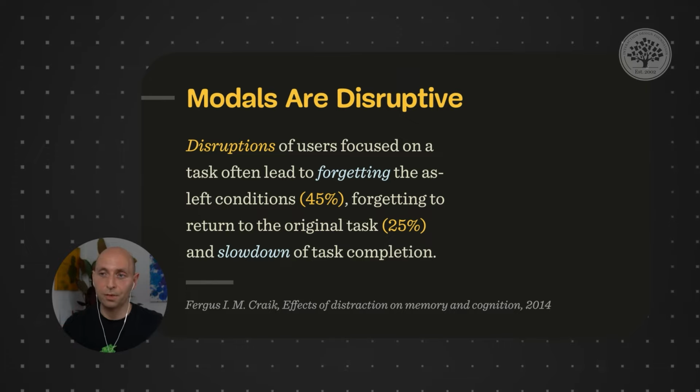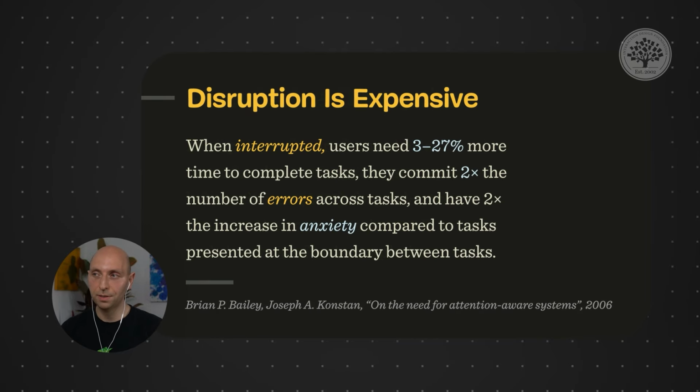Very often people forget where they were, they forget the state they left conditions in. Sometimes they forget to return to the original task, and they definitely slow down as they try to complete these tasks. And most importantly, when interrupted, users need 3 to 27% more time to complete tasks. They commit twice the number of errors across tasks and have twice the increase in anxiety compared to tasks presented at the boundary between tasks.